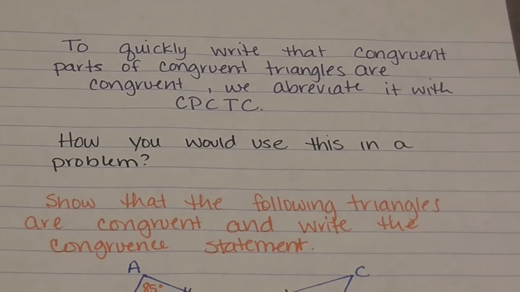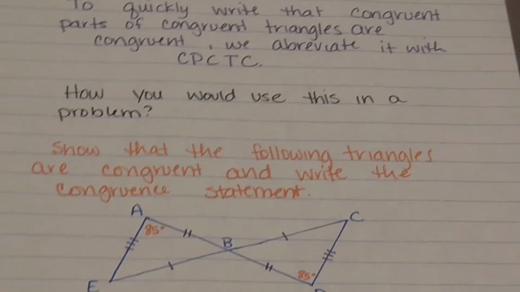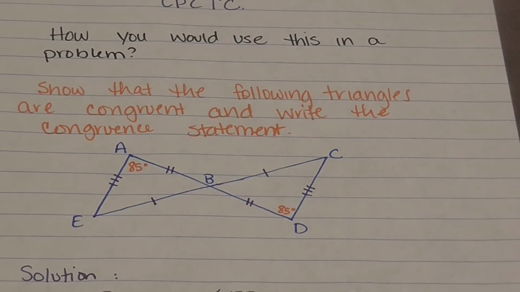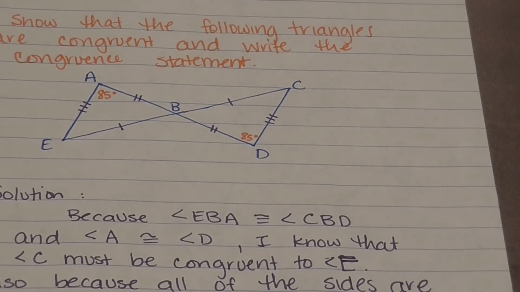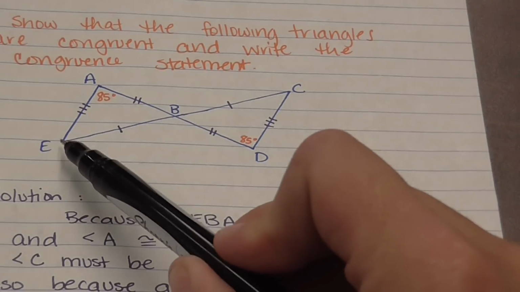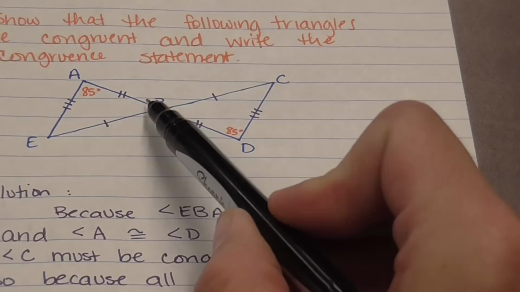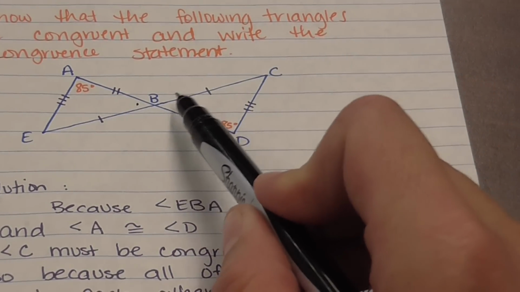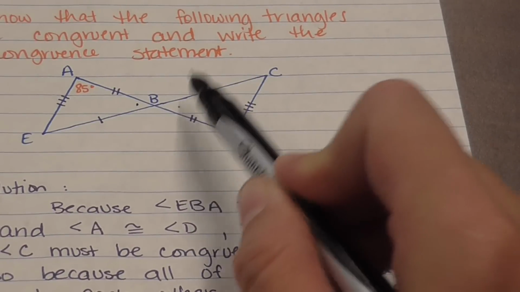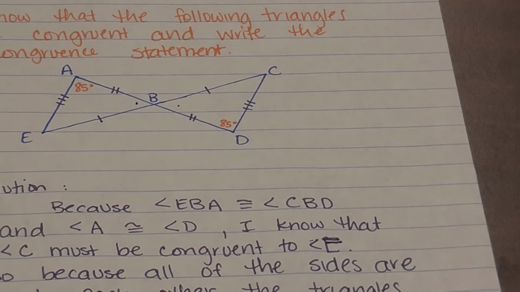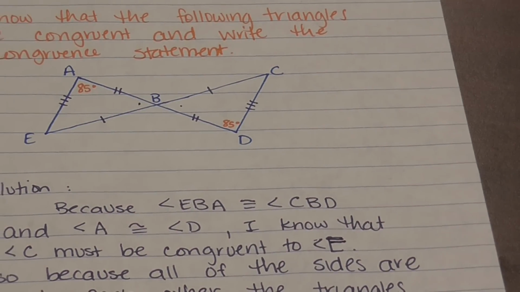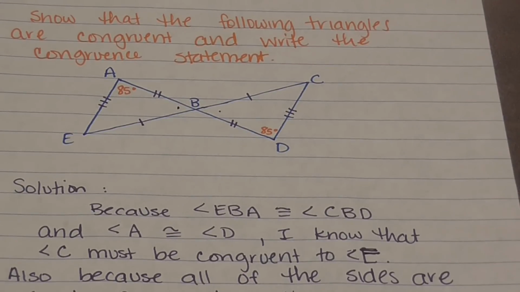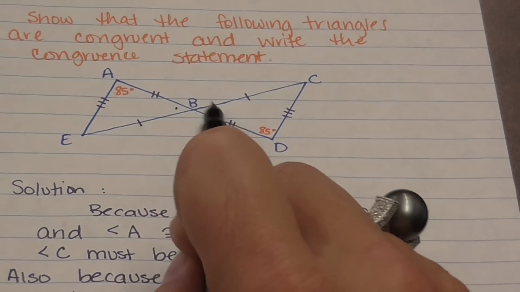So we've got to show that the following triangles are congruent and write the statement. We're given this picture here where we see that all the sides are congruent, but we're only given one angle. So what we do is we're going to take a look, and because angle EBA is this angle right here, and angle CBD is this angle right here. You've got to be specific when you have one letter that could be assigned to two different angles. We know that they're congruent because they're vertical angles.